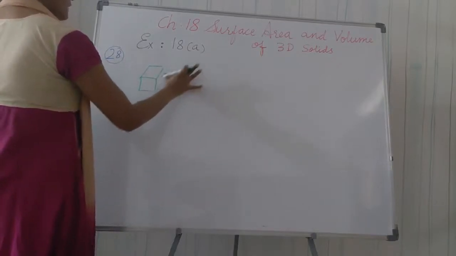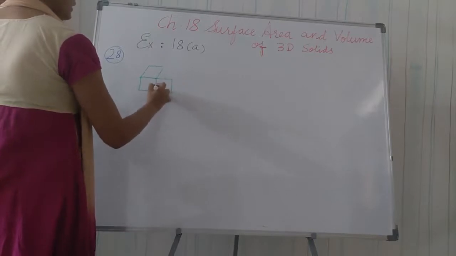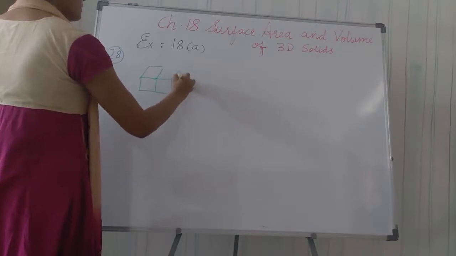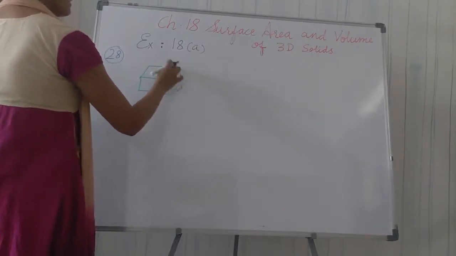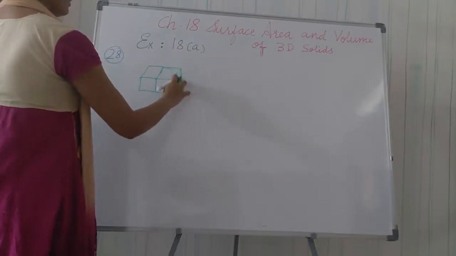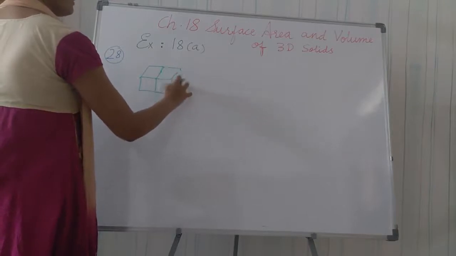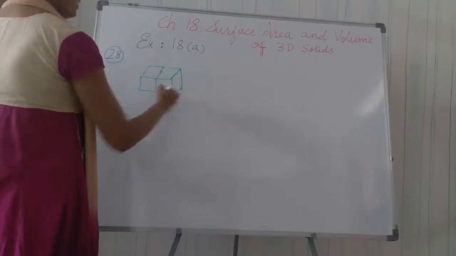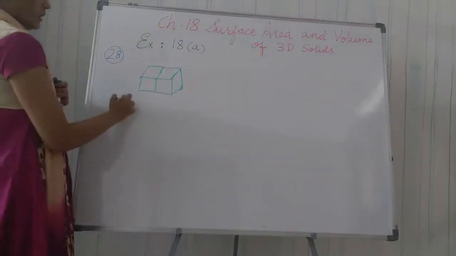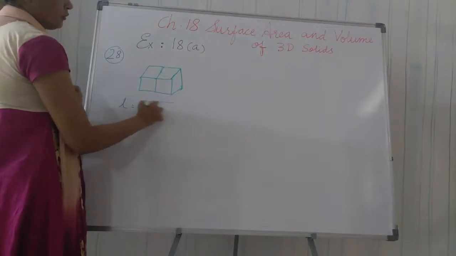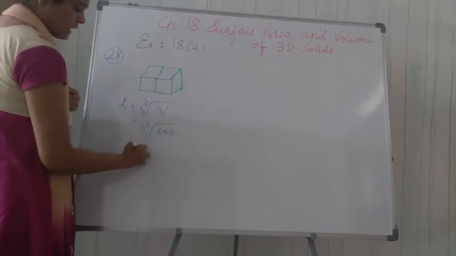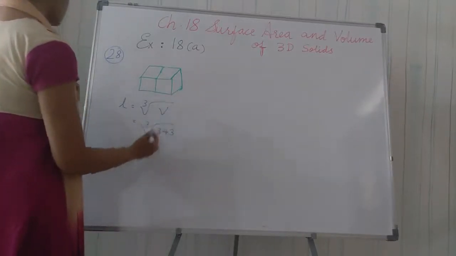I will not draw this edge here. Another cube is here like this. So it can look like this. You see? So this way we get two cubes. Now the volume of each cube is given to you as 343. So from that, let us first find the edge of the cube. So edge is cube root of volume. Here volume is given 343, so the answer is 7 centimeters.